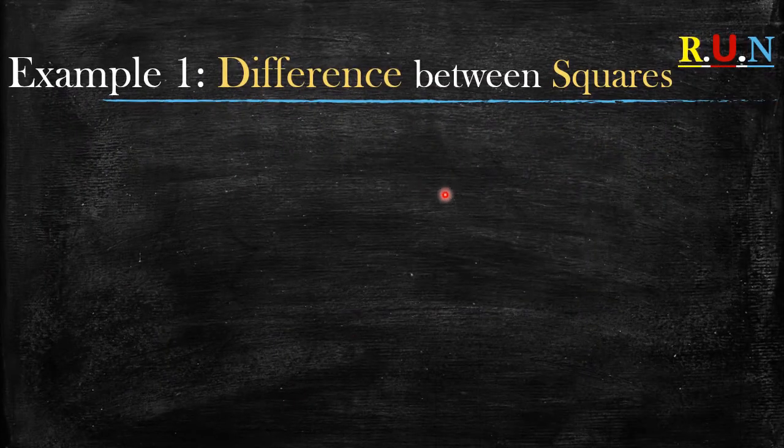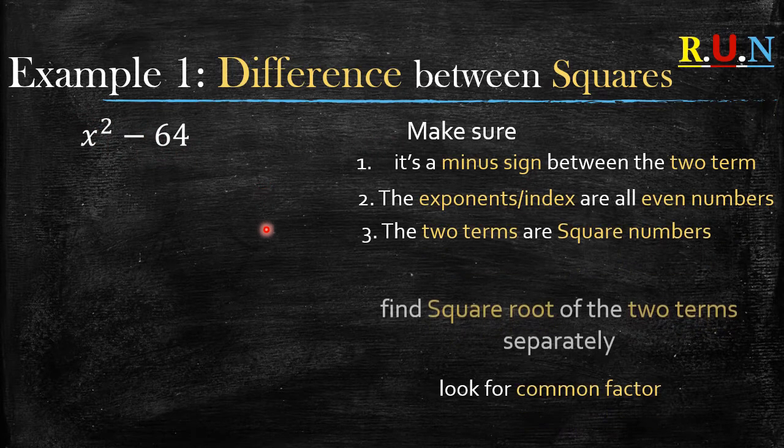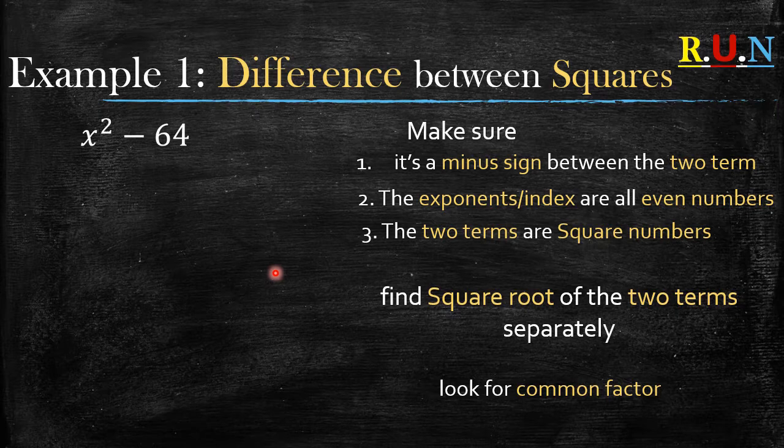So example number 1. What do you do when you get a question like this? The first thing I would like us to look at, let me just rewrite this, is the sign in between the two terms. You have to make sure that you have two terms and that the sign in between them is a minus sign. Number 2 is the exponent or index. Make sure that they are all even numbers.